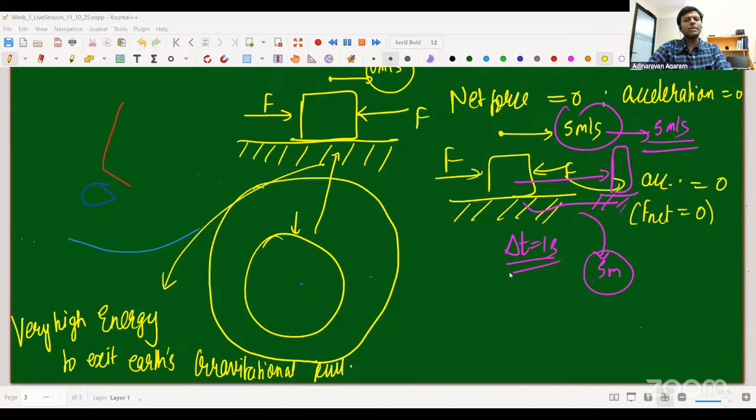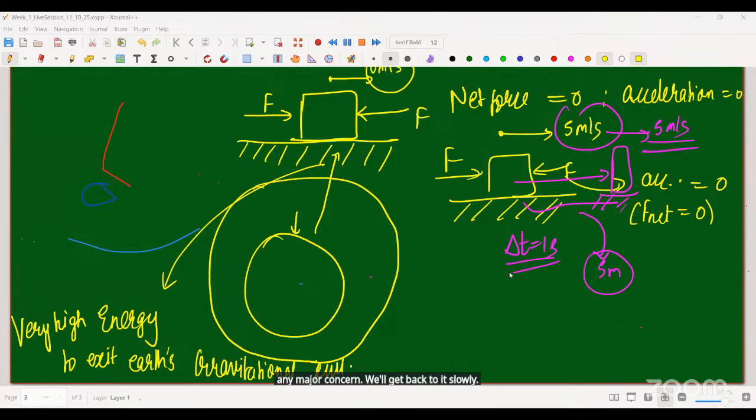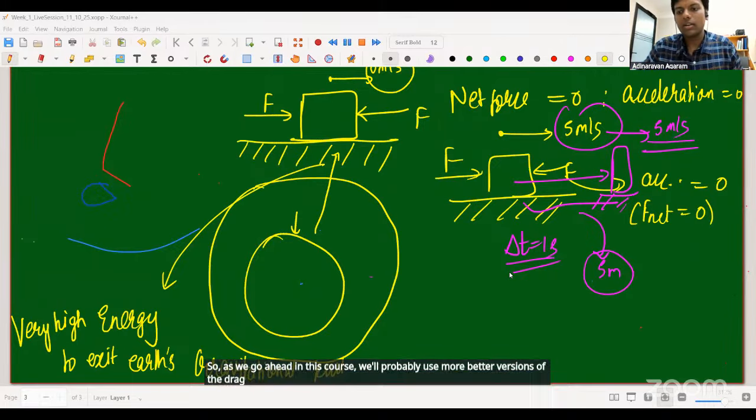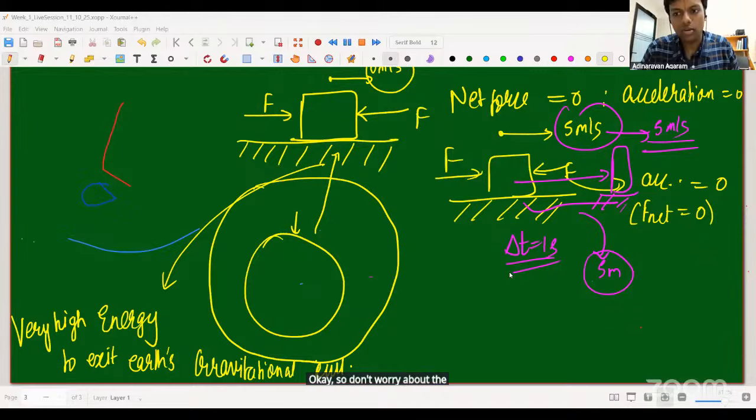Okay, the factor of 2. Don't worry about the formula that we're using for drag right now. I don't think that's any major concern. We'll get back to it slowly. As we go ahead in this course, we'll probably use better versions of the drag formula. So don't worry about the formula for now. And yes, we'll get back to the questions in class right now.